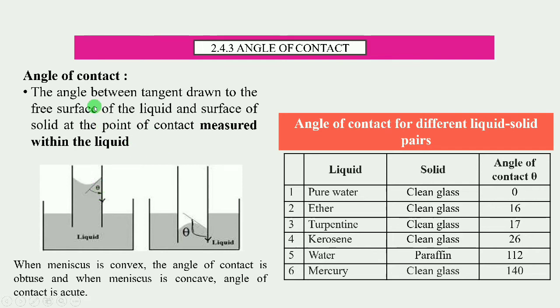Now, what does this definition mean? This angle of contact is the term we study in surface tension. Angle of contact is nothing but an angle. What angle is it? The angle between the tangent drawn on the free surface of liquid and the surface of solid. It means, suppose we consider a container containing a liquid.